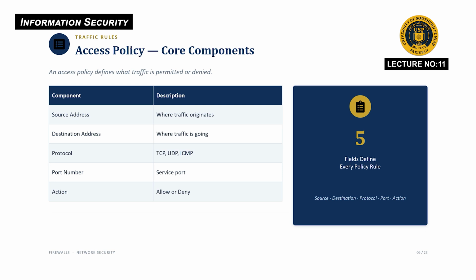Access policy components. An access policy defines what traffic should be allowed or denied. It includes the source address, which shows where traffic comes from. The destination address shows where the traffic is going. The protocol can be TCP, UDP, and ICMP. The port number identifies services, and finally the action decides whether the traffic will be allowed or denied.